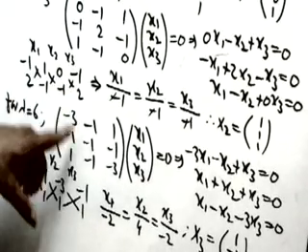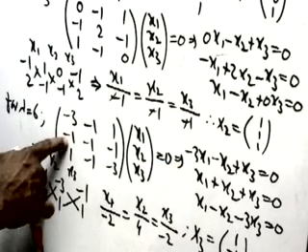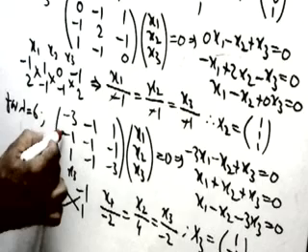In a similar way, if we keep lambda equals 6, we get the matrix. Now you multiply this one. In the second, we are having minus, minus, minus.